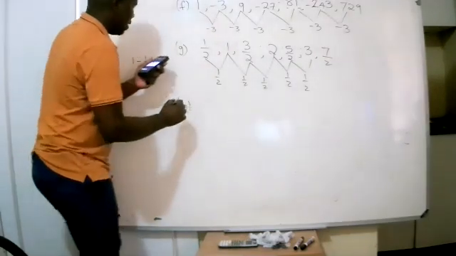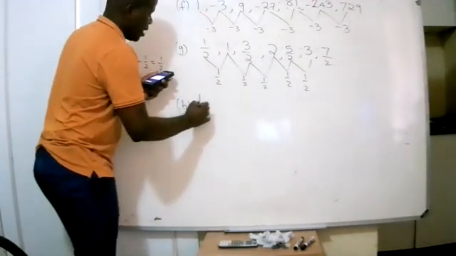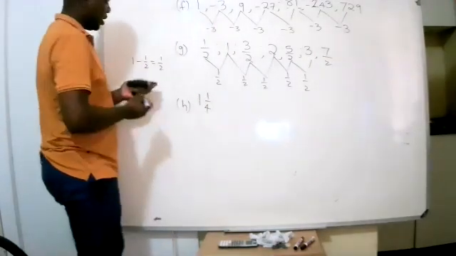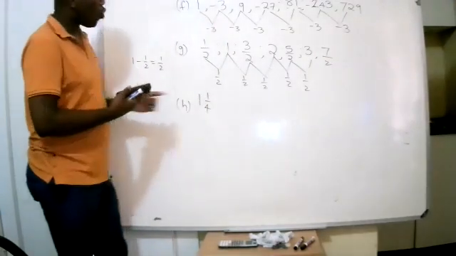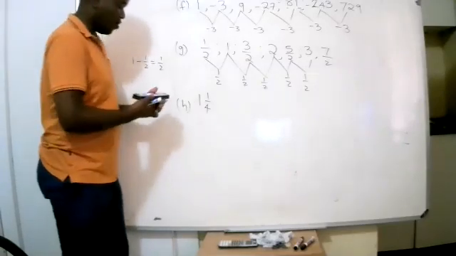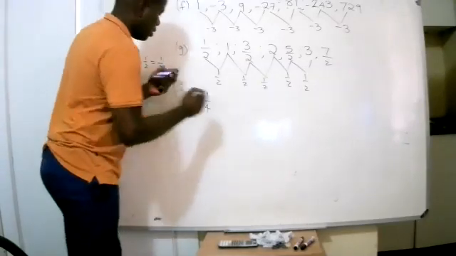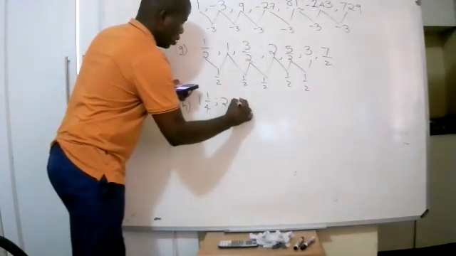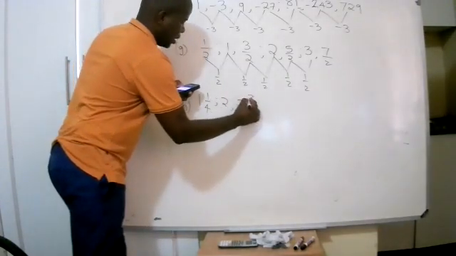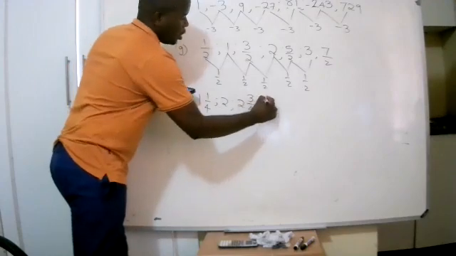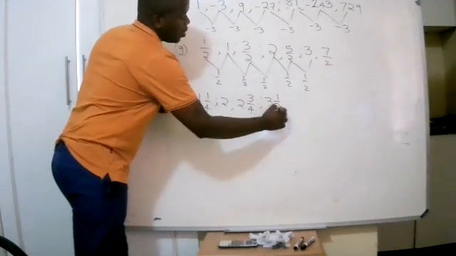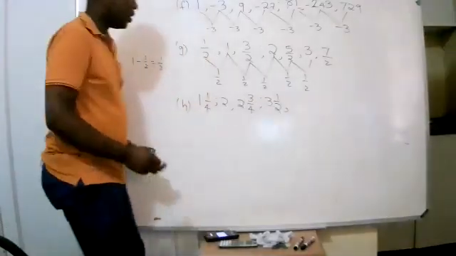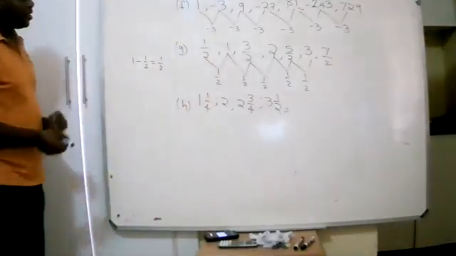So question number H, we are having one whole number, 1/4. You must be able to read this expression. So it's one whole number, 1/4. And then the next term is 2 whole number, 3/4. 3 whole number, 1/2. And we are required to get the next 3 terms of that pattern.